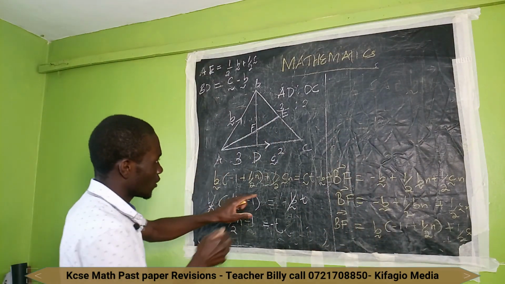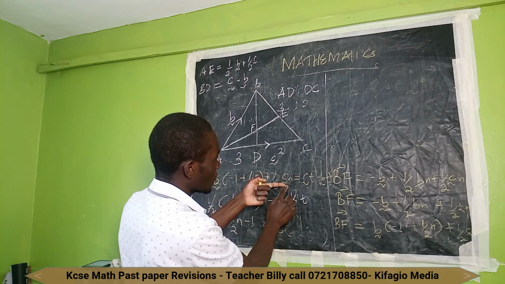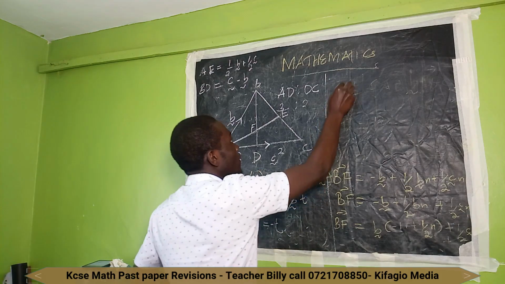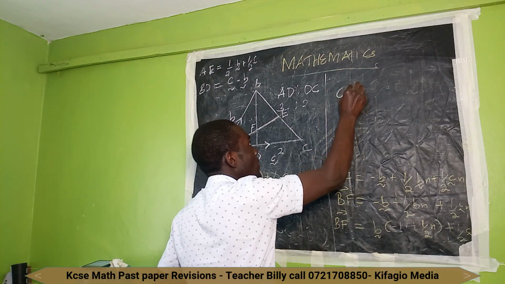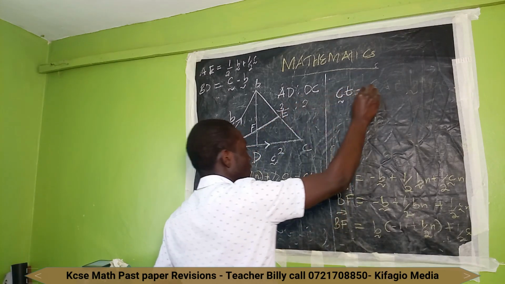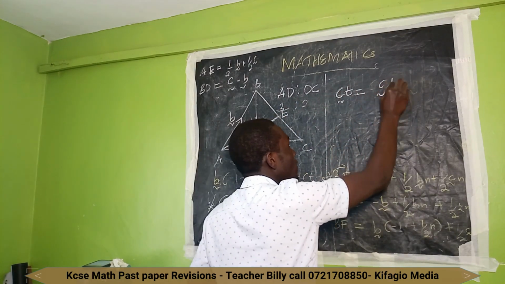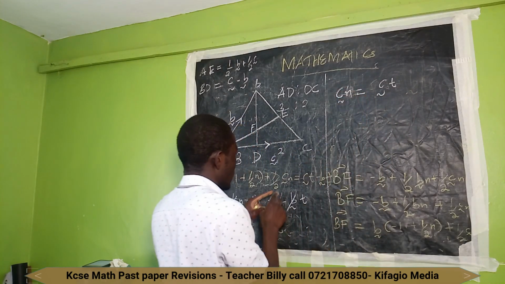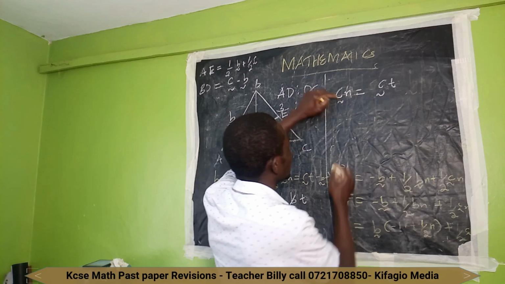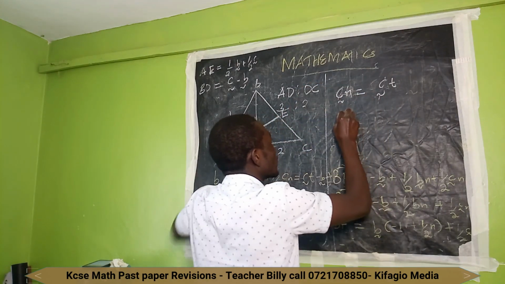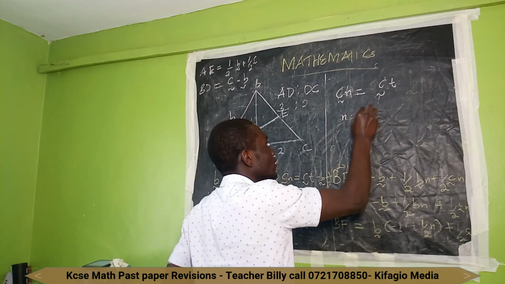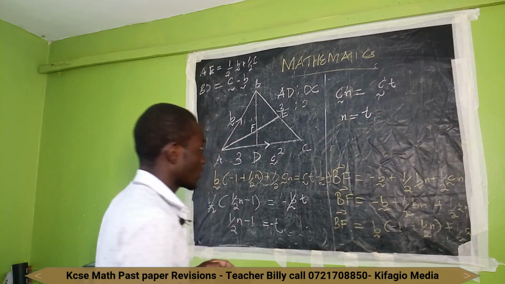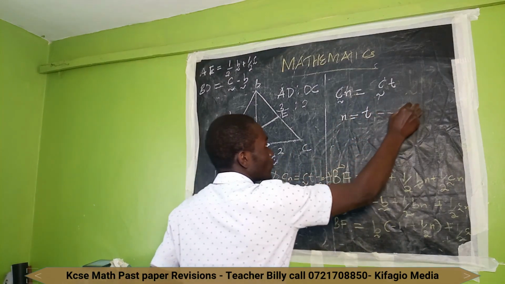Simplify further. We are having Cn is equal to Ct. Cn is equal to, that is a vector, is equal to Ct. So the C and the C can go, so n is equal to t. So this one is equation 2.